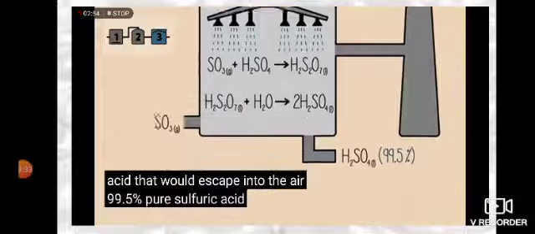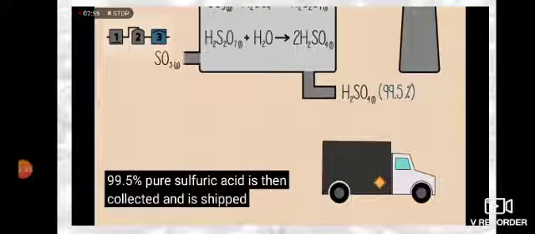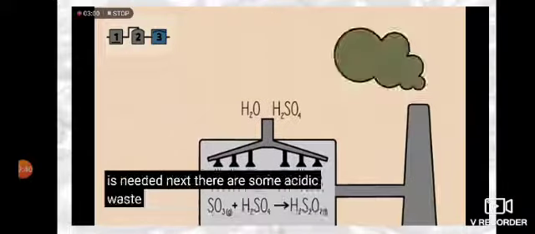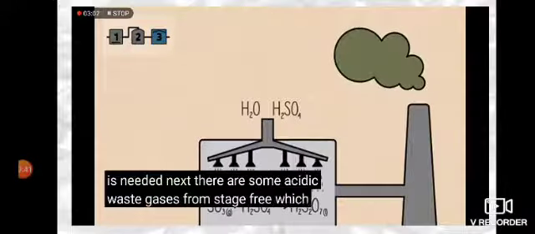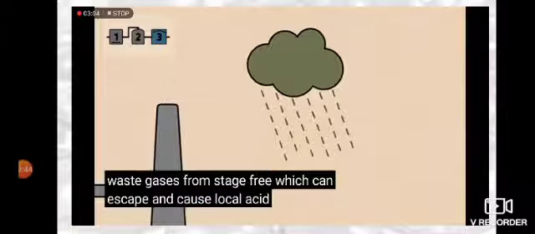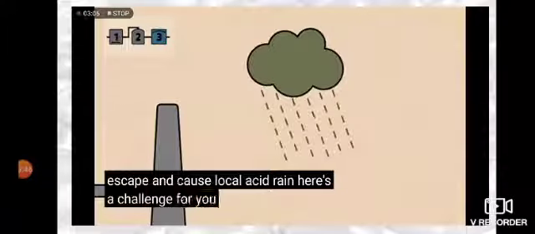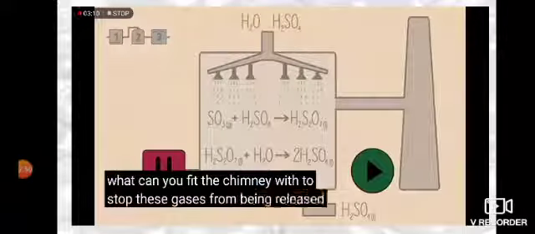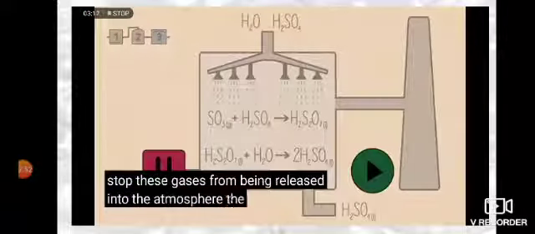99.5% pure sulfuric acid is then collected and is shipped off to where it is needed next. There are some acidic waste gases from stage 3 which can escape and cause local acid rain. Here's a challenge for you. What can you fit the chimney with to stop these gases from being released into the atmosphere?